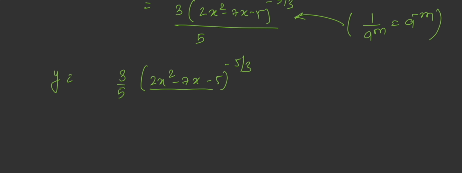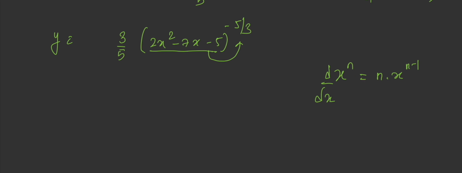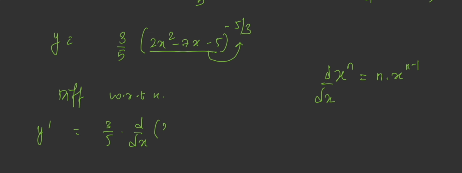We have an inside function, and then this function is enclosed in another power function. So we know the differentiation of a power function. What is the differentiation of a power function? That is nothing but the differentiation of x raised to n, which is n times x raised to n minus 1. So let's start differentiating this function. On the left hand side we'll have y dash, and on the right hand side, since 3 by 5 is a constant, it will remain as it is, and we just need to differentiate 2x square minus 7x minus 5 raised to minus 5 by 3.